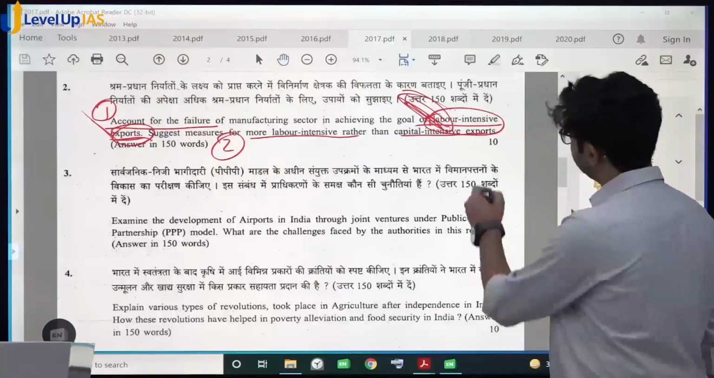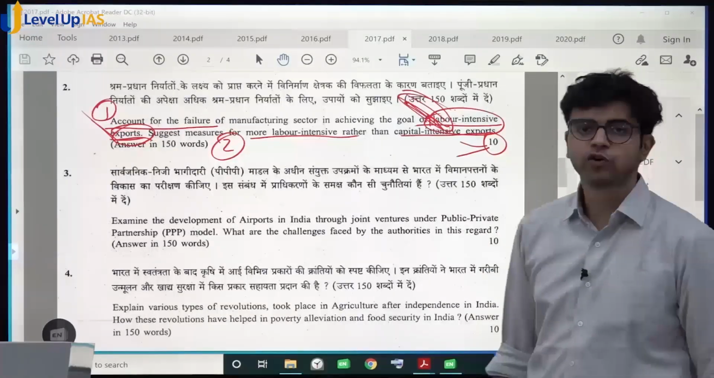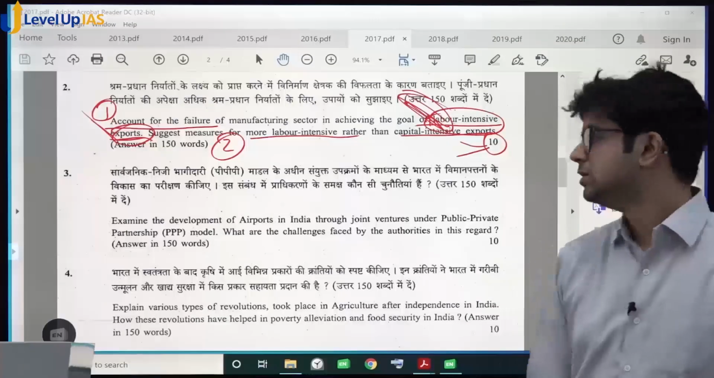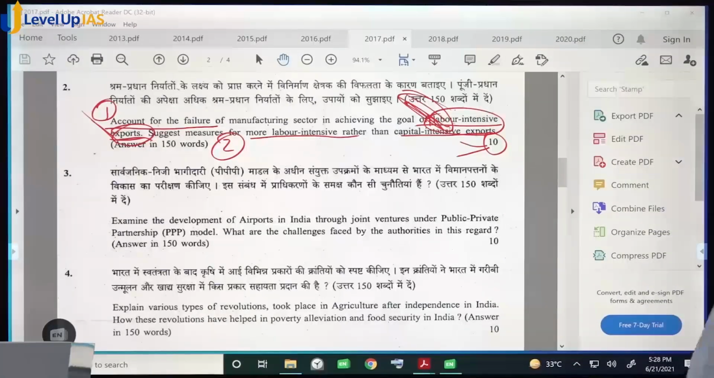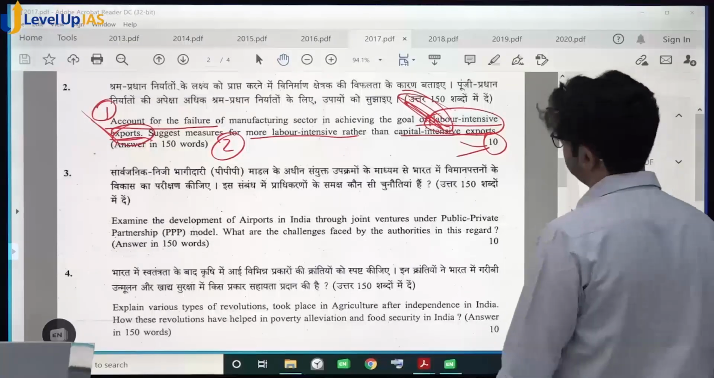Now what do you think? What is the breakup of this 10? Whether more would go for first part or more would go for second part. I will give you 10-15 seconds. Please think about it. The weightage of first part would be more or the weightage of second part would be more.